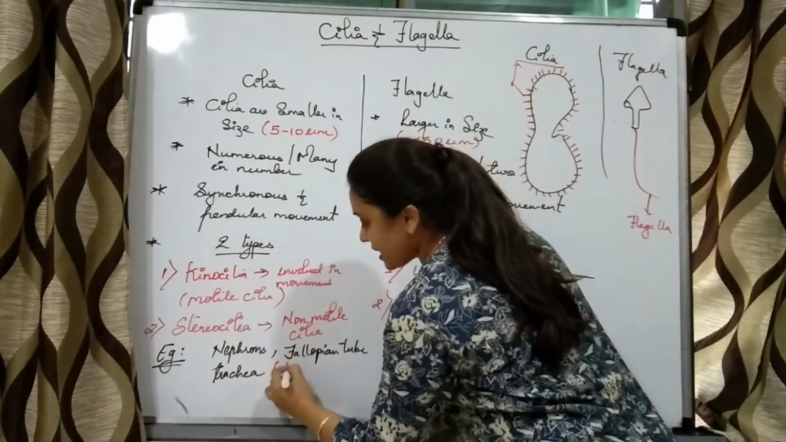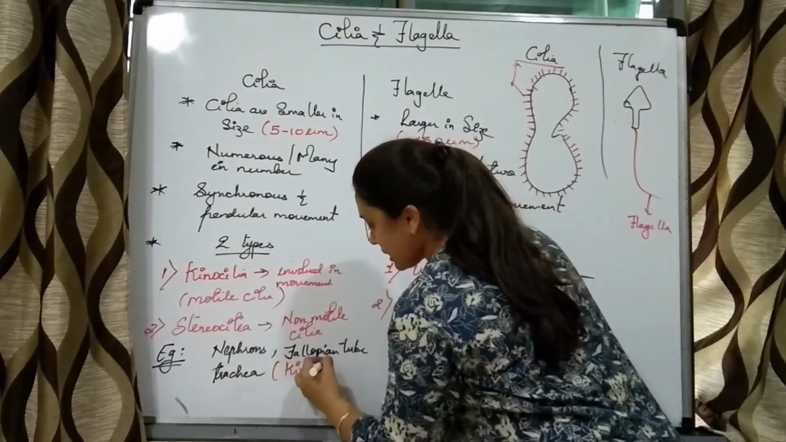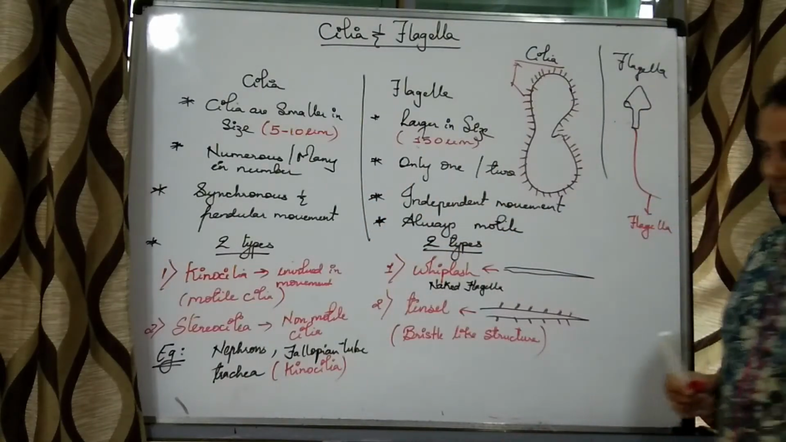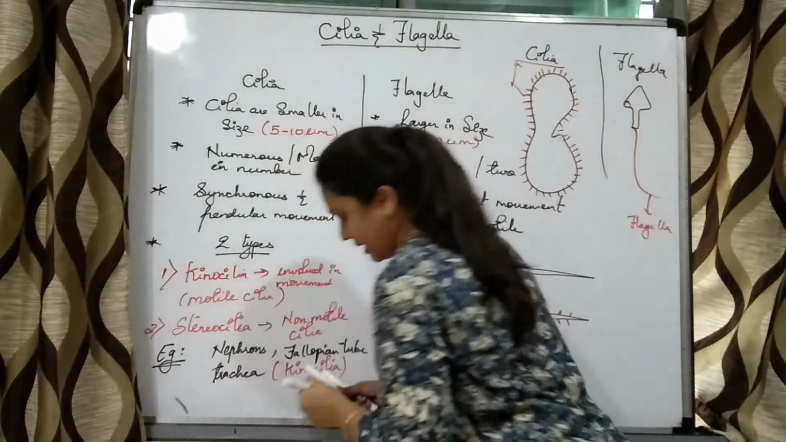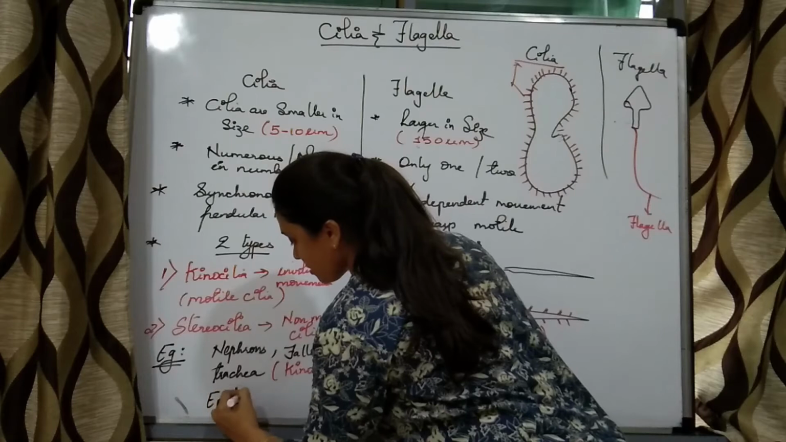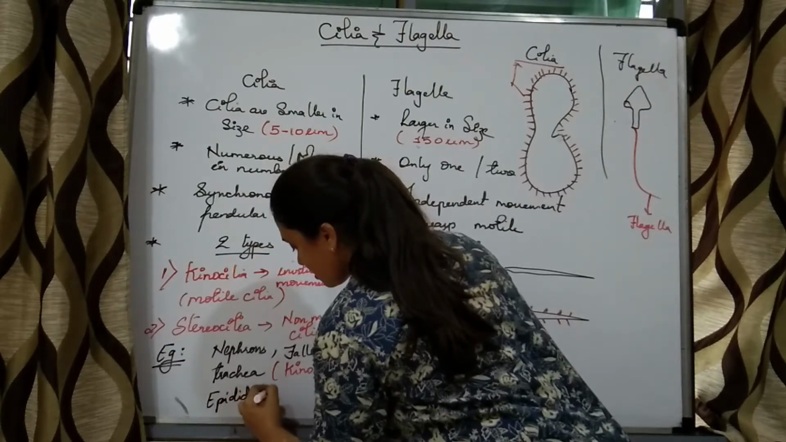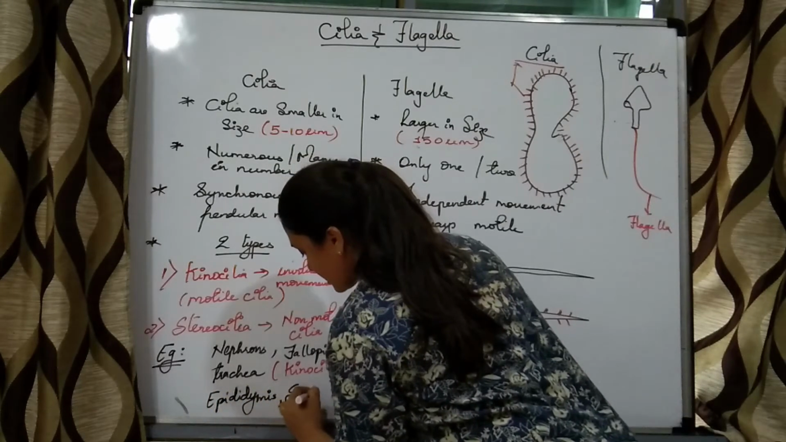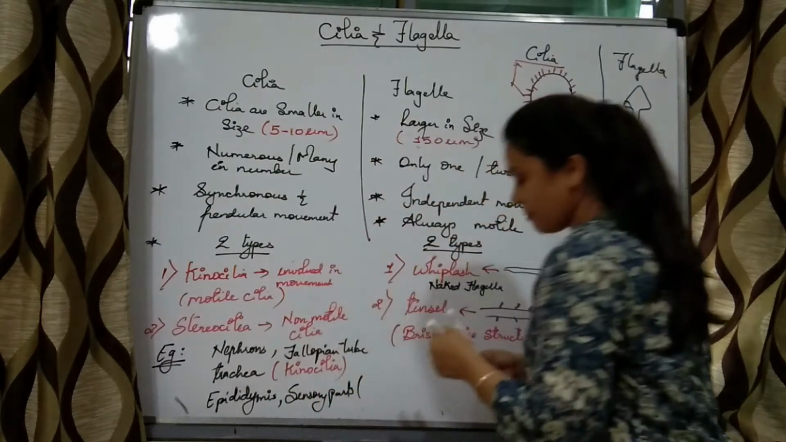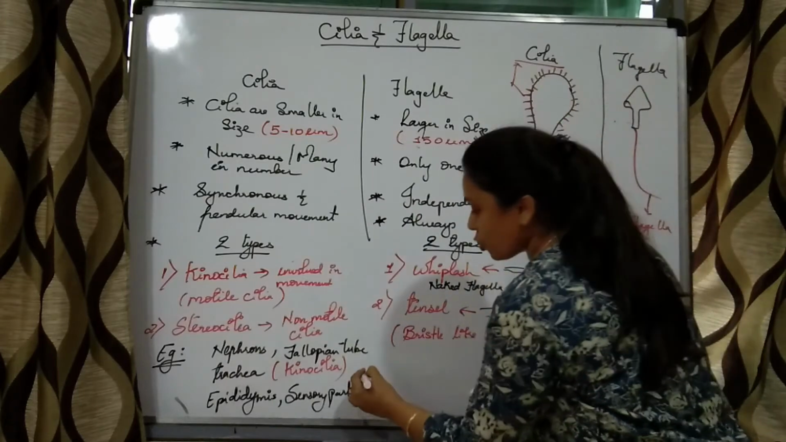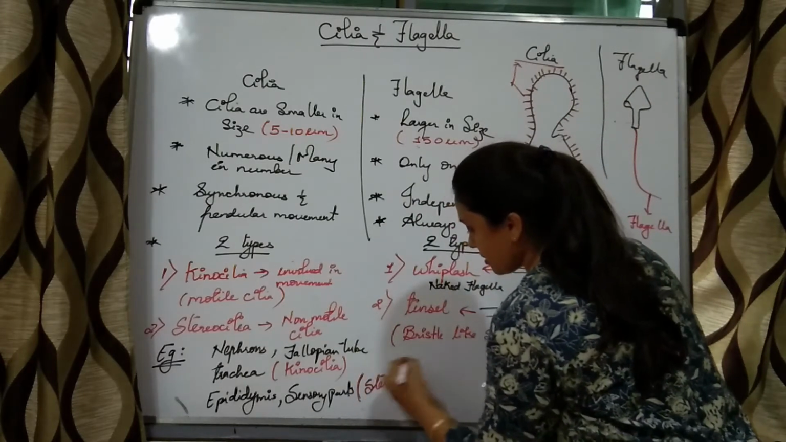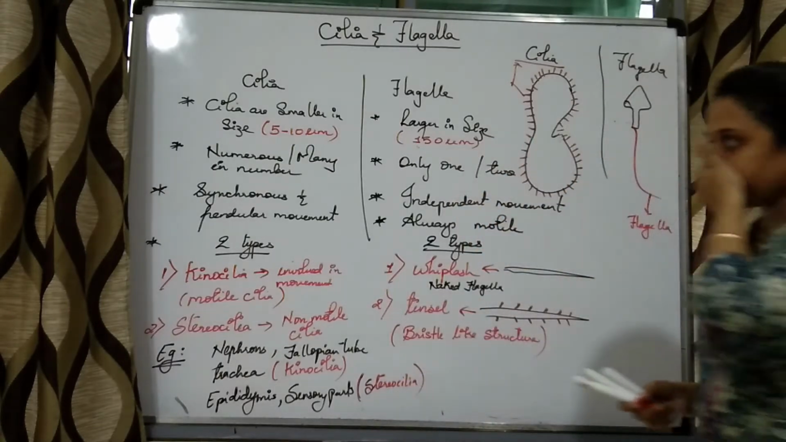And which type of cilia are we talking of? These structures possess kinocilia. Stereocilia are present in the epididymis and sensory parts. These possess stereocilia.